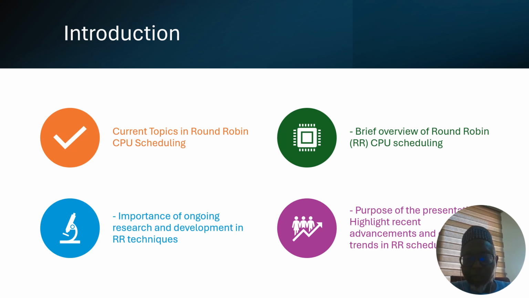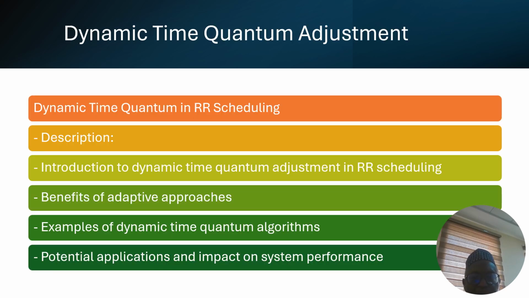So we are going to look at the current topics in round-robin CPU scheduling, a brief overview of round-robin scheduling techniques, the importance of ongoing research, and then the main key purpose of this presentation, which is to look at the current trends in CPU scheduling techniques. We start with dynamic time quantum adjustment.